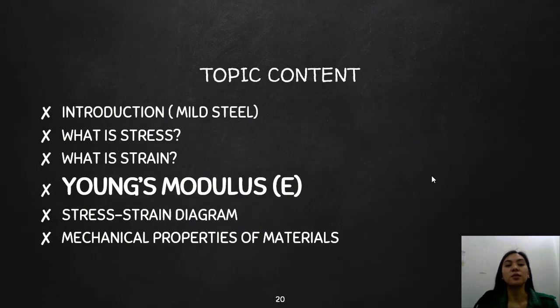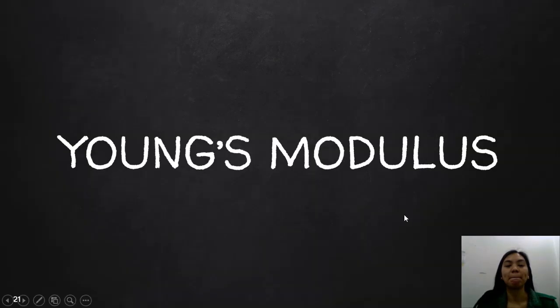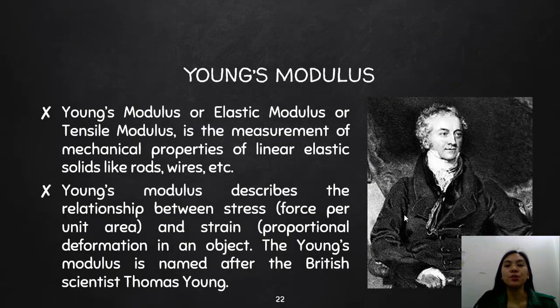So the next topic is Young's modulus, usually denoted by the symbol E. Young's modulus, or what we call the elastic modulus or tensile modulus, is the measurement of mechanical properties of linear elastic solids like rods, wires, etc. Young's modulus describes the relationship between stress and strain when an object is undergoing deformation. It is named after the British scientist Thomas Young. So it's simply the relationship of stress to strain.